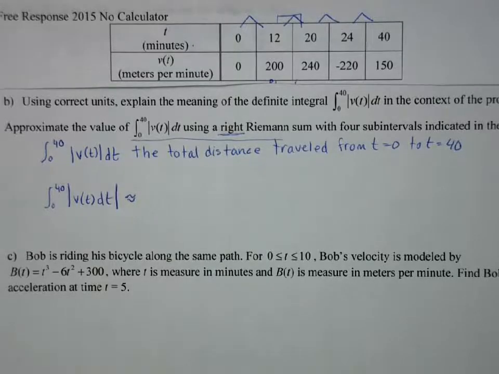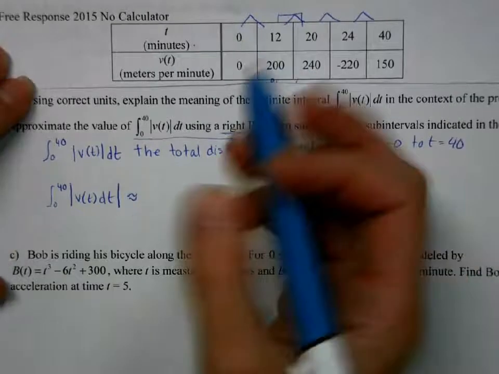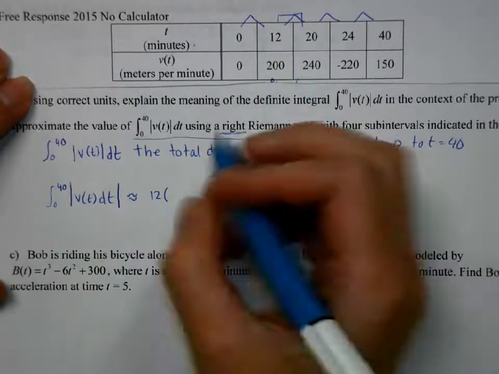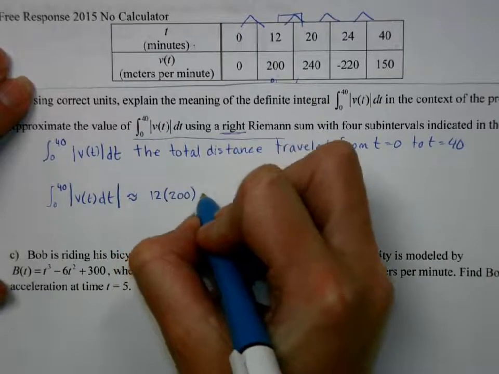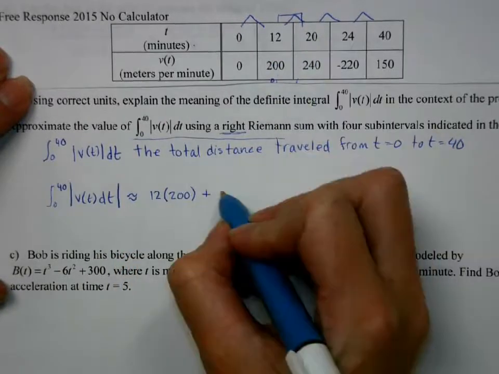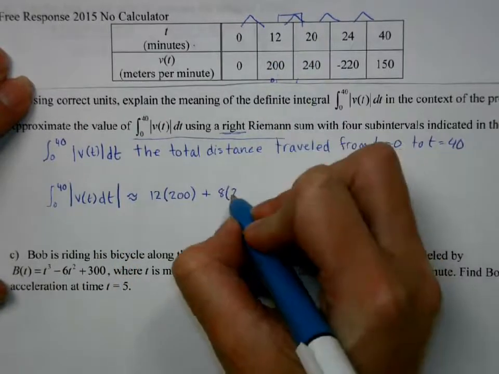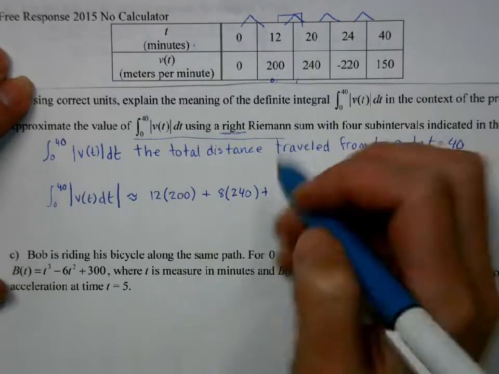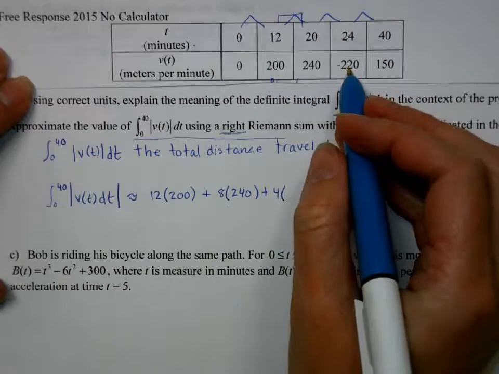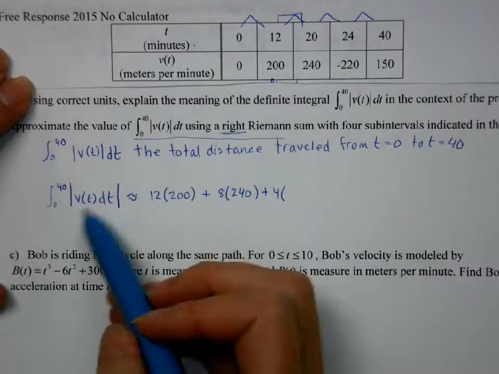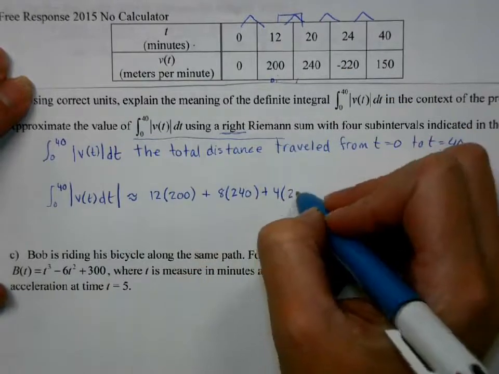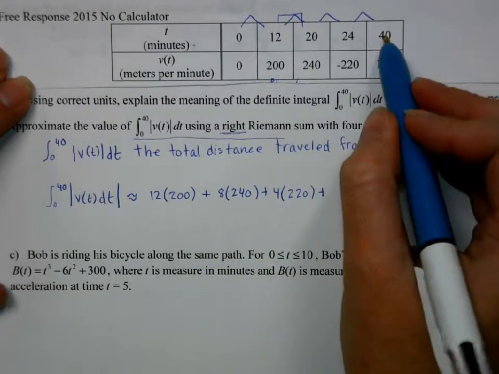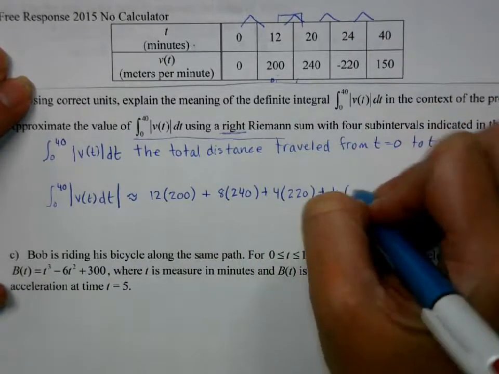So our first width is going to be 12. Our first height at the right end of that is going to be 200. Next width is 8. Next height is 240. Next width is 4. Next height is negative 220, but we want the absolute value, so we'll multiply it by 220. And then the next width would be 16 times 150.